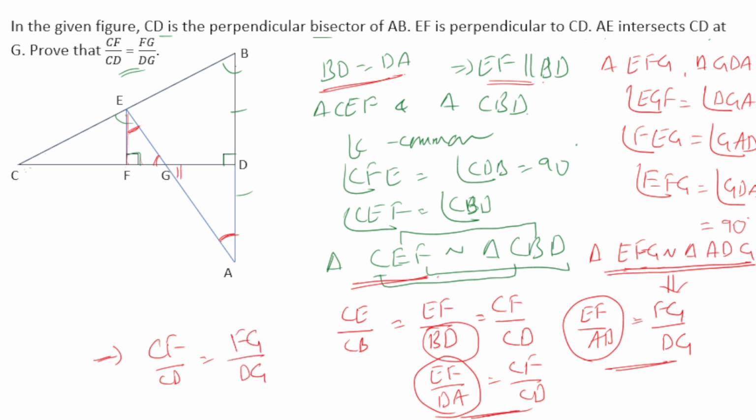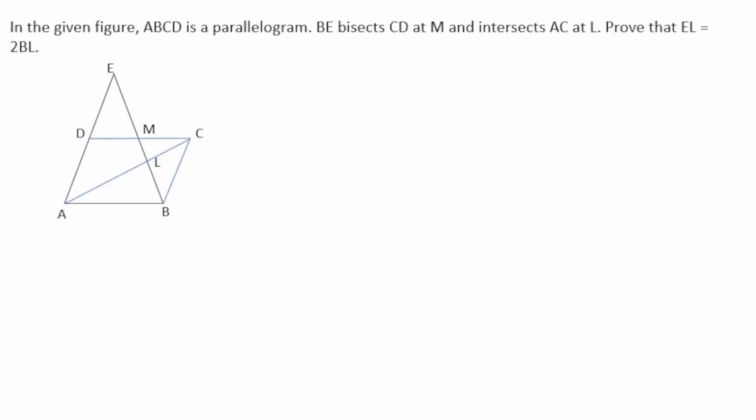Okay, this is what we have to prove. Next one. In the given figure, ABCD is a parallelogram. BE bisects CD at M. That means DM is equal to MC, and intersects AC at L. Prove that EL is equal to 2BL.